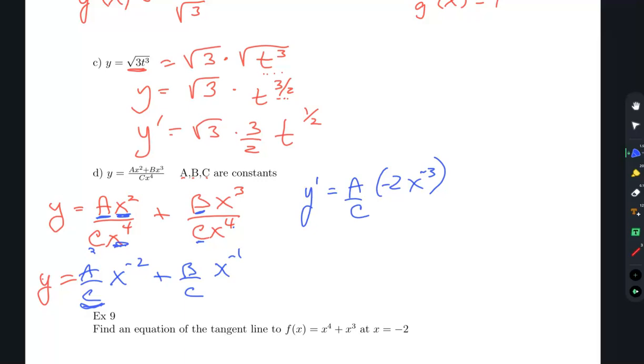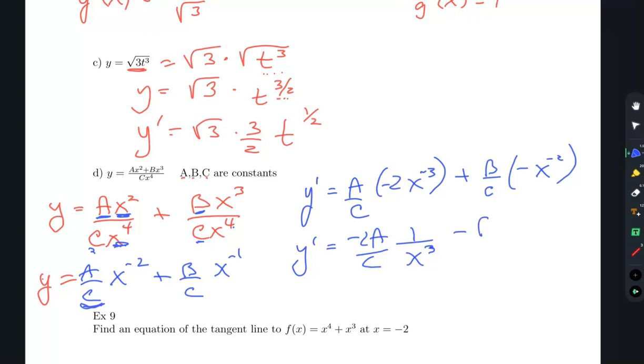And let's go do the same thing. So plus b over c, negative x to the negative 2. So if I wanted to clean that up a bit, I get negative 2a over c. And then if I wanted to rewrite the negative exponents in the denominator, doesn't matter, but sometimes that's going to be useful for us in the future. And then I'd have minus b over c over 1 over x squared.